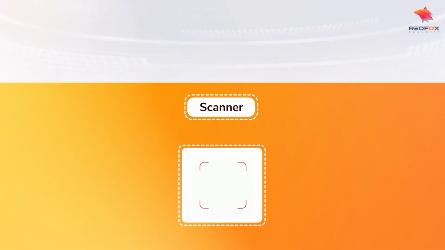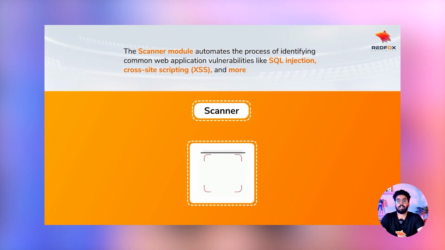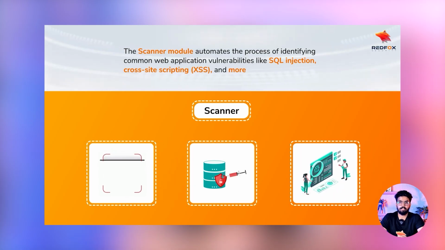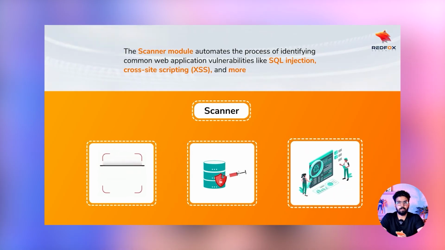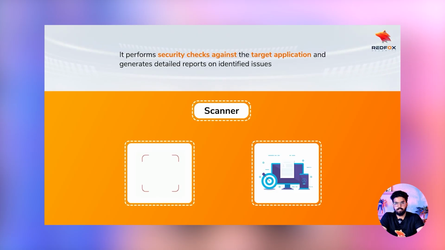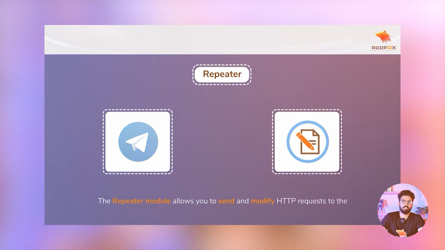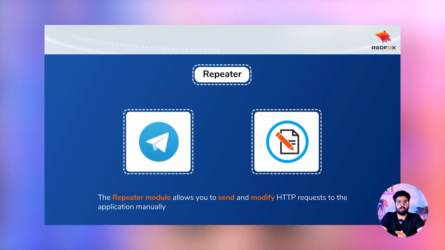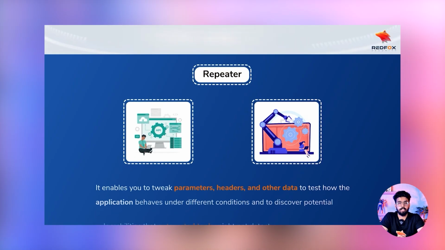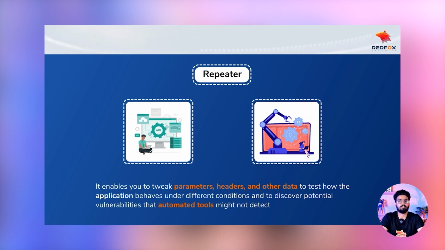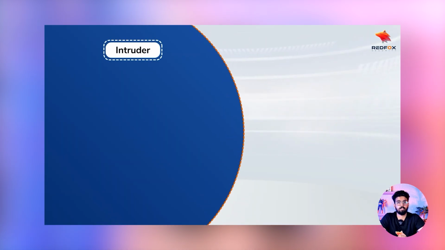Scanner. The scanner module automates the process of identifying common web application vulnerabilities like SQL injection, cross-site scripting, and more. It performs security checks against the target application and generates detailed reports on identified issues. Repeater. The repeater module allows you to send and modify HTTP requests to the application manually. It enables you to tweak parameters, headers, and other data to test how the application behaves under different conditions and to discover potential vulnerabilities that automated tools might not detect.